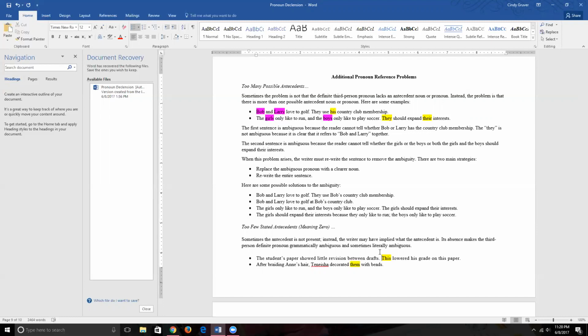The next sentence is even less literally ambiguous, but it's probably more obviously grammatically ambiguous. So this is actually probably a better example. Let's read it. After braiding Anne's hair, Tanisha decorated them with beads. We immediately know what we mean by this. Tanisha was braiding Anne's hair. She has the braids. She puts on beads for decoration. It's beautiful. Everyone thinks Anne looks awesome. Tremendous story. All that good stuff.